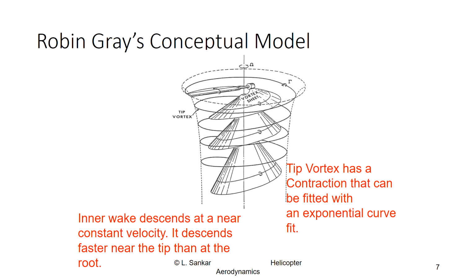So he came up with a curve fit, both for the descent rate and also for the contraction, how it is contracting. This is called a prescribed wake model. He did this in 1952. Later on, in the 1970s, Jack Landgrebe and Alan Egolf extended it to more general cases, not only for rotors in hover, but also for rotors in forward flight.